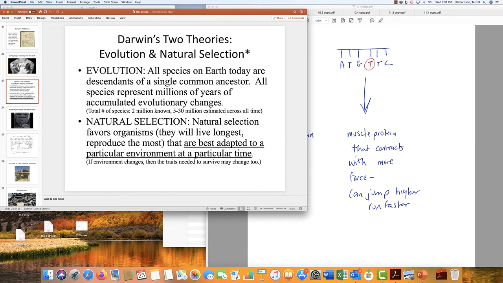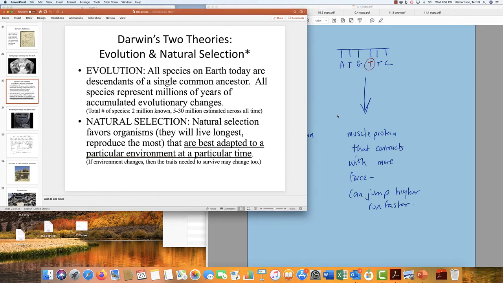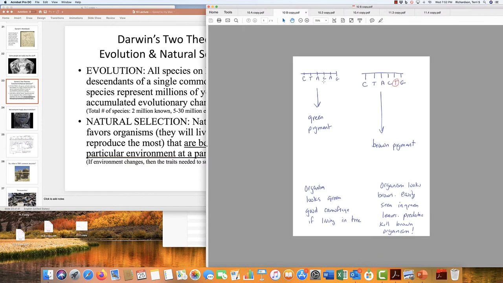So here it is, what you've all been waiting for: Darwin's two theories. The theory of evolution and the theory of natural selection. The theory of evolution states that all species, the different types of living organisms, all species on Earth today are descendants, came from a single common ancestor. And all of the species we have today represent millions of years of these evolutionary changes. Remember, he didn't know about genes, so he didn't know how. We know now it's because of genes, gene mutations, but that's what Darwin thought.